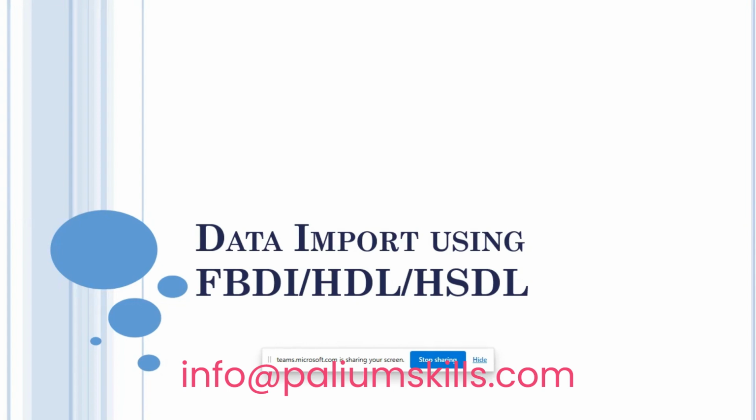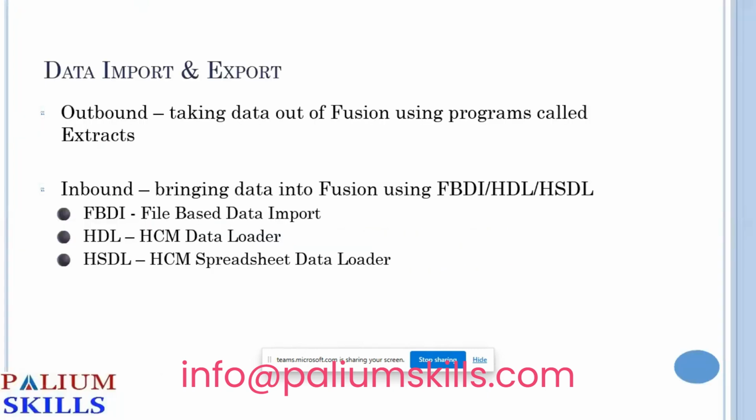Today, we are talking about data import using FBDI, HDL, HSDL. What is FBDI, HSDL, HDL, we'll see that. Data exchange between Fusion and any other system is primarily of two types, outbound and inbound. Outbound is taking data out of Fusion using programs called extracts or BI reports. Inbound is bringing data into Fusion using FBDI, HDL, HSDL.